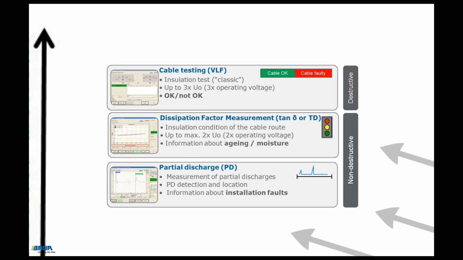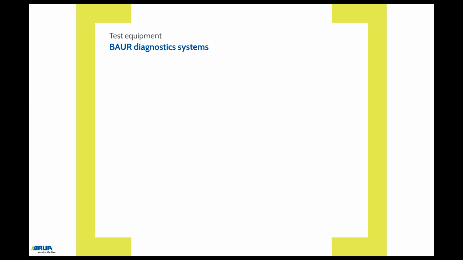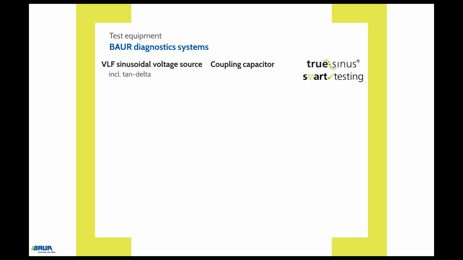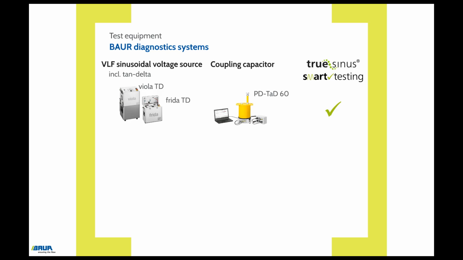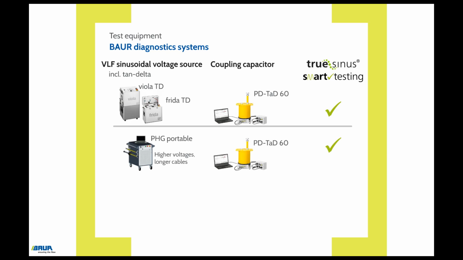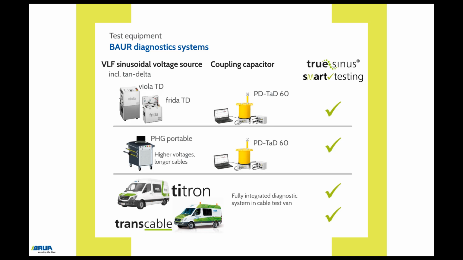Bauer diagnostic systems include a VLF sinusoidal voltage source, ideally with integrated tan delta function, a coupling capacitor for the partial discharge testing, and Bauer VLF True Sinus technology. These systems range from smaller variants, such as the Frida TD or Viola TD, with PDTAT60 coupling capacitor and a PC for controlling the system, through alternative VLF voltage sources, such as the PHG for higher voltages and longer cables, to fully integrated diagnostics in the cable test vans, Titron or Transcable.